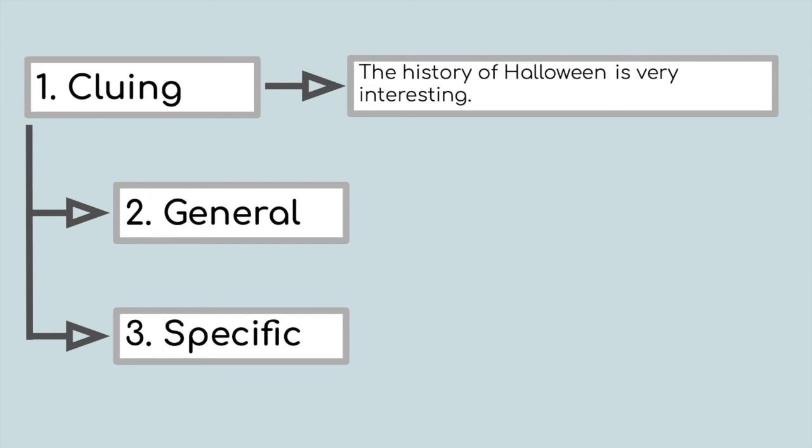Now, if you can tell, based on the definition of cluing topic sentence, this is giving some insight or an idea as to what the rest of the details of my paragraph will be about. So, for example, the history of Halloween.